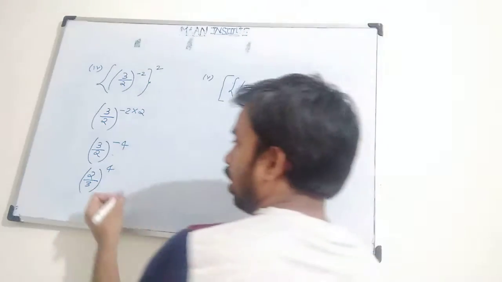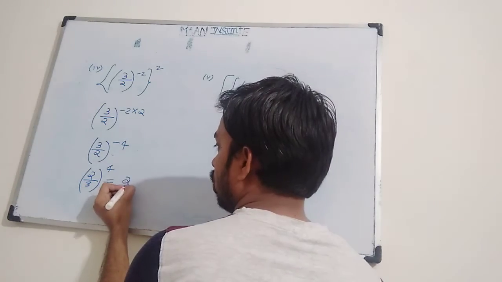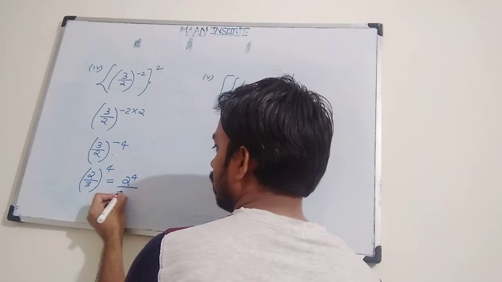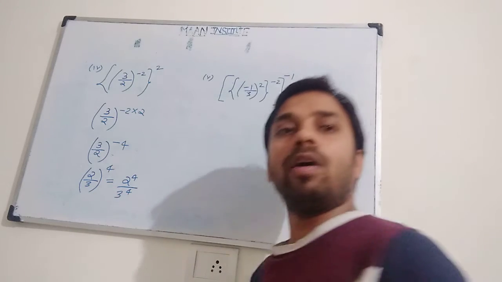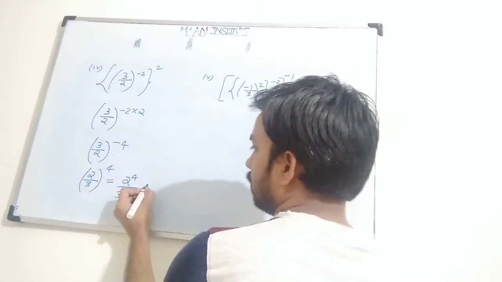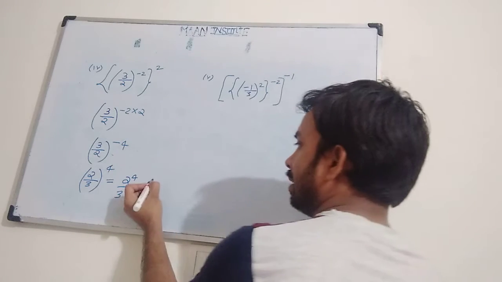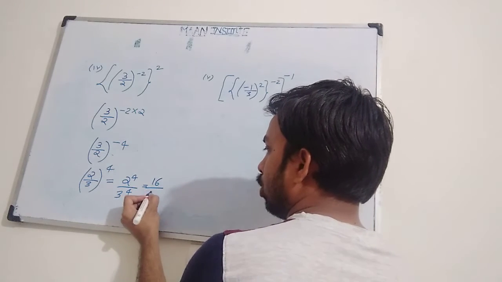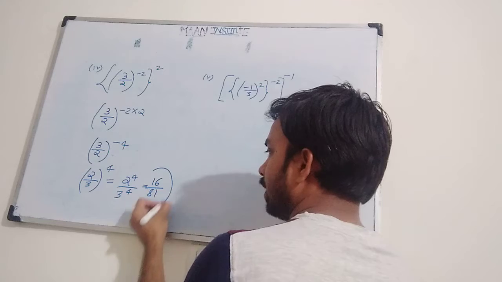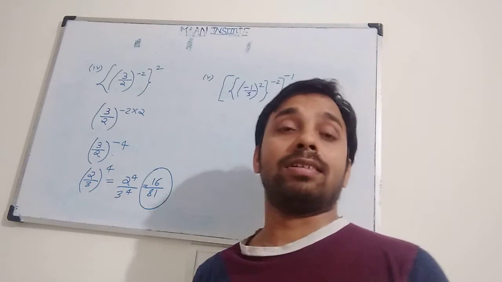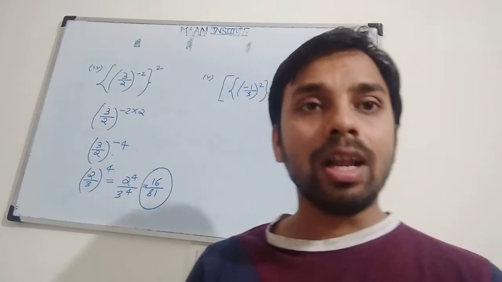Right? Now solve this further. 2 to the power 4, 3 to the power 4. So 2 to the power 4 means 16. 3 to the power 4 means 81. 16 by 81 is your answer. Right? Now move to the next one.